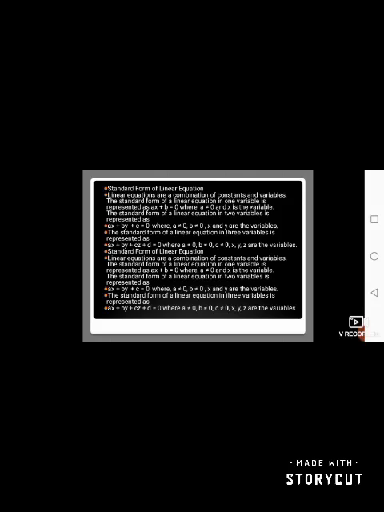The standard form of a linear equation in two variables is represented as ax plus by plus c is equal to 0, where a is not equal to 0, b is not equal to 0, x and y are the variables. The standard form of a linear equation in three variables is represented as ax plus by plus cz plus d is equal to 0, where a is not equal to 0, b is not equal to 0, and c is not equal to 0. So x, y, z are the variables.